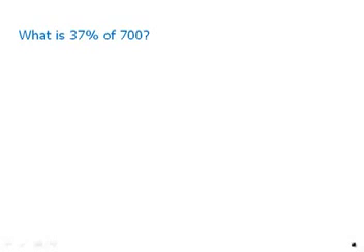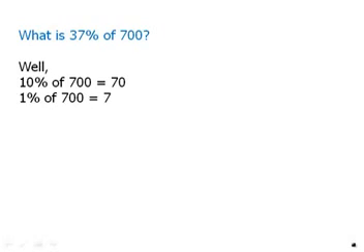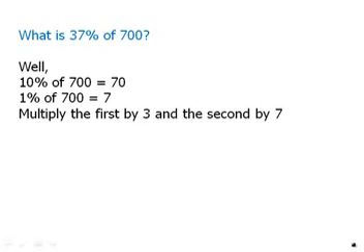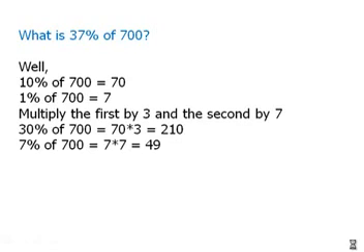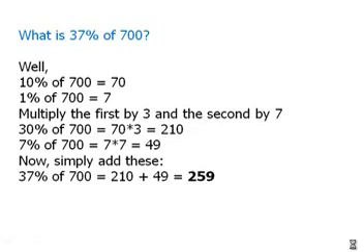Here's another one, 37% of 700. You don't even need a calculator for this. Let's just think about this. 10%, that's 70, 1%, that's 7. I can do that in my head. Well, we need 3 of the first and 7 of the second. Well, 3 times 70, that's 210. 7 times 7, that's 49. Then we just have to add those. That's 259. So we can do this entire calculation without a calculator.